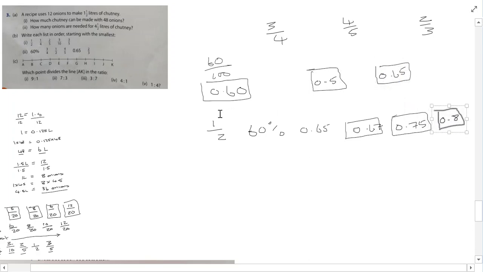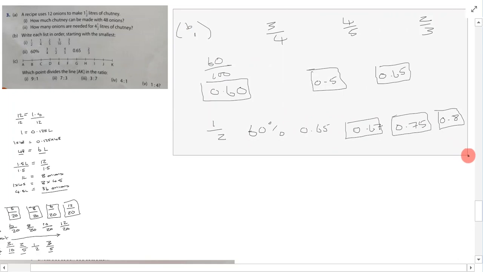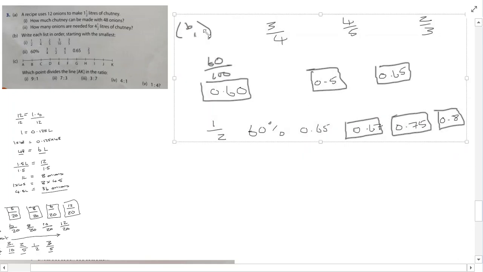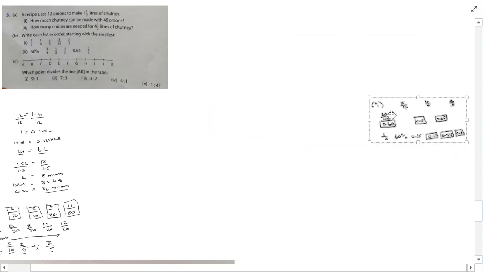Okay, so what we've done is we've arranged these in order from smallest to largest. Initially, we took all the fractions and changed them to decimals. So that's B part 2. So we'll put that there. Okay, so let's get rid of this. So that's B part 2.